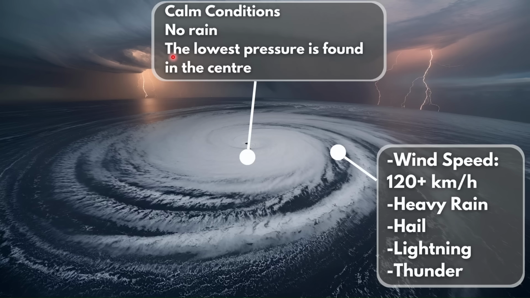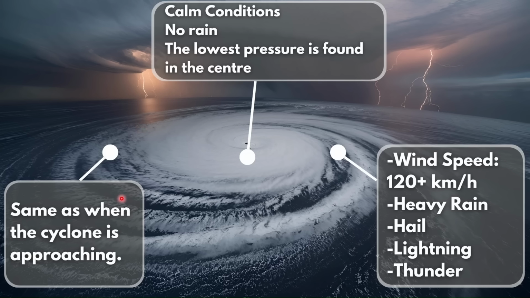And as the cyclone moves away, the weather conditions will be the same as when the cyclone is approaching. So basically they will have very high wind speeds, there will be heavy rain, hail, lightning, and thunder. So I hope this diagram makes it a lot easier for you to understand.